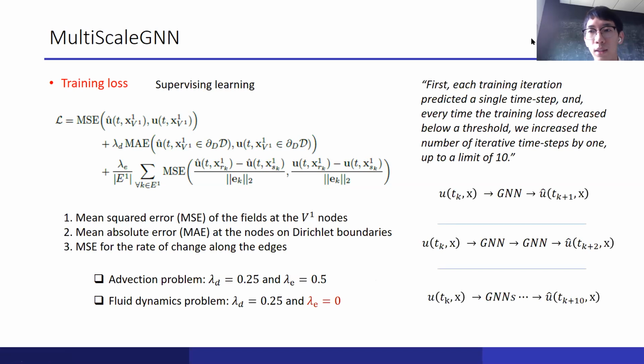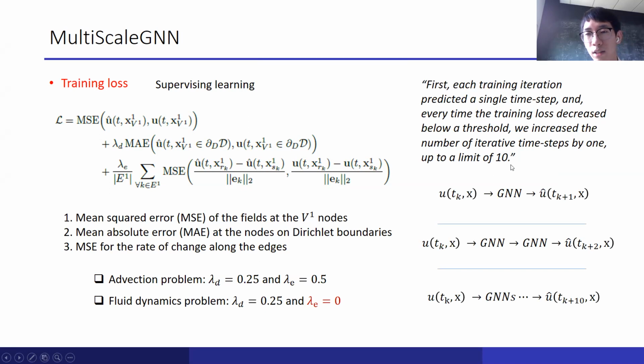Okay, another thing is how they train the model. It is reported in the paper that each training iteration produces a single time step. Then every time the training loss decreases below a threshold, they increase the number of iteration steps by 1, up to a limit of 10. And this is not very clear.